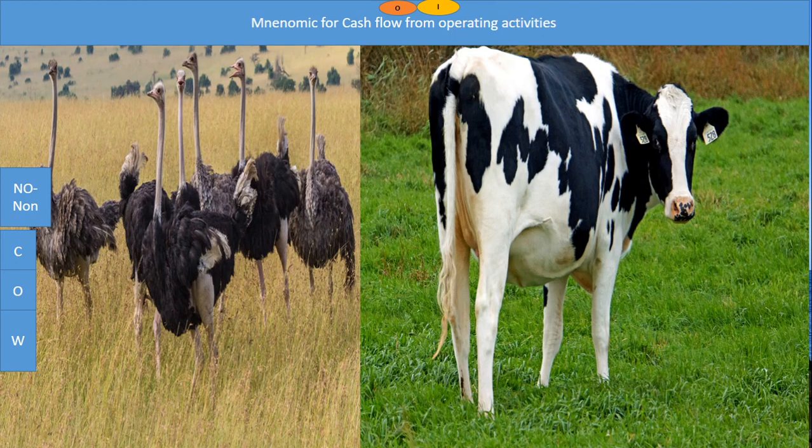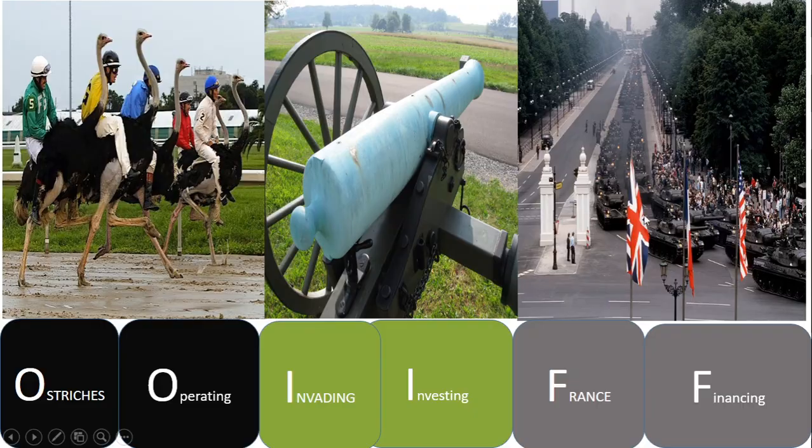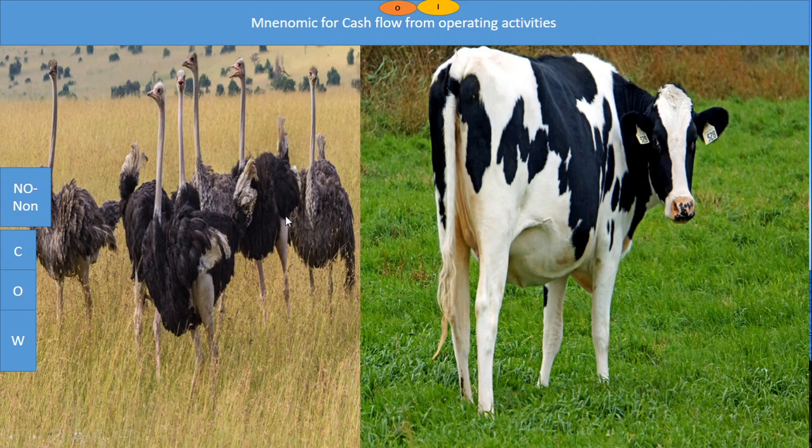The mnemonic code for cash flow from operating activities is also here. Comparatively, cash flow from operating activities has a bit more detail to be remembered, so try using this mnemonic code so that you don't have confusion with other headings. In the picture you can see the ostriches are not invading cows. In the previous figure, ostriches were invading France, but in this figure ostriches are not invading cows because they are looking in the reverse direction. So we will use this mnemonic code.